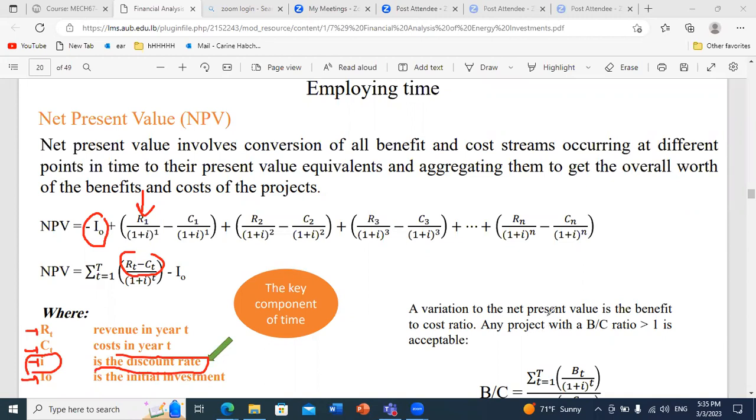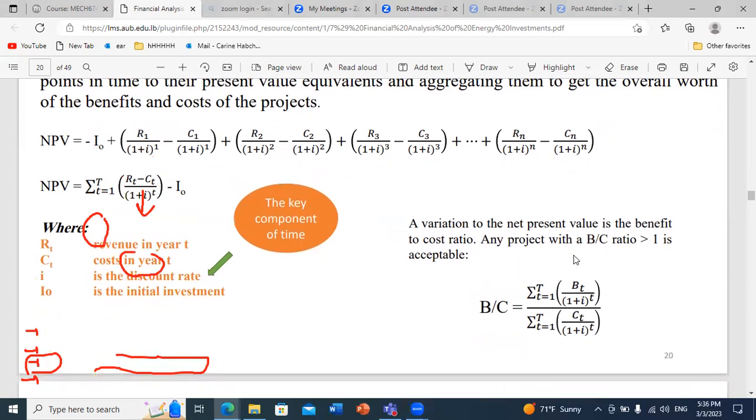Now, a variation to net present value, another approach also to study a project, is to consider the ratio of benefit to cost. And of course, the benefit over cost ratio should be larger than 1. But the problem here is that we are not considering the initial investment. So it's good to have a large benefit to cost ratio, but to know if it will pay back the investment during the payback period and the amount of gain that we'll have, we should always then include the investment in the analysis.